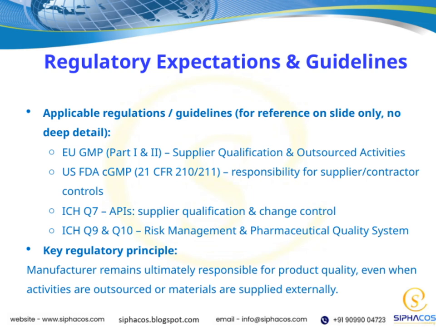The most critical point to remember from all these guidelines is that, regardless of outsourcing or external supply, the manufacturer retains the ultimate responsibility for product quality. This means we must have robust controls and oversight in place to ensure compliance and safety at every step. Understanding and integrating these principles into our processes helps us uphold the highest standards and meet regulatory expectations effectively.